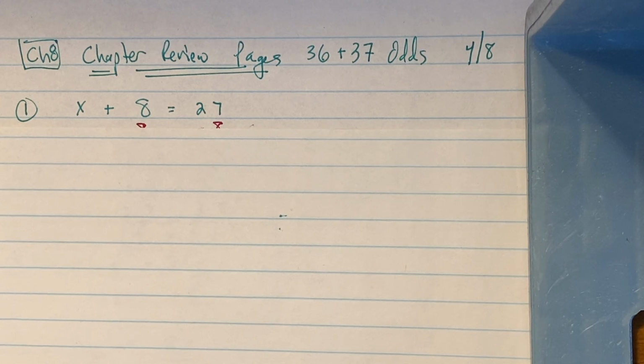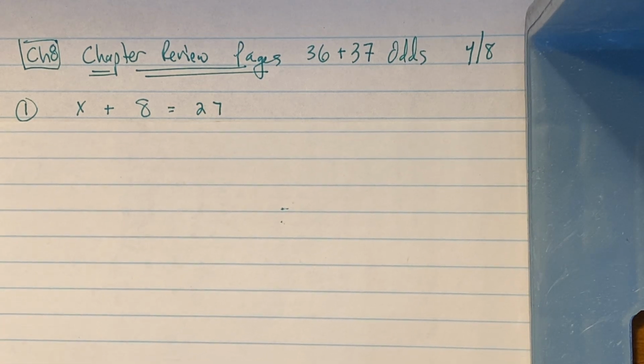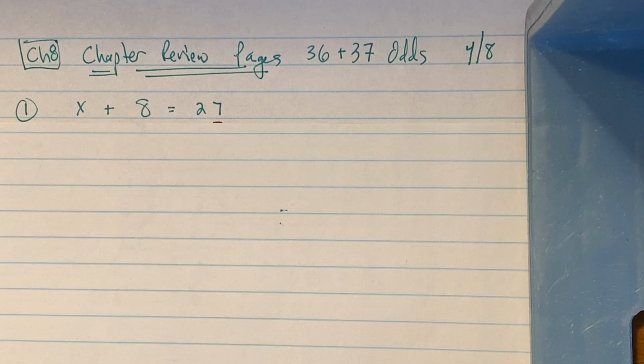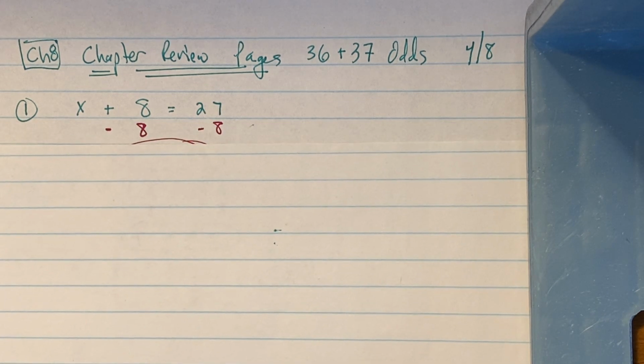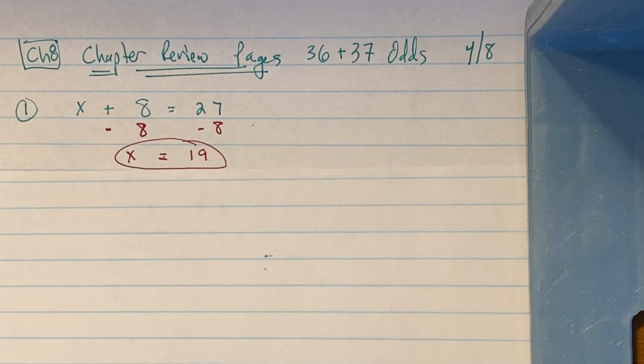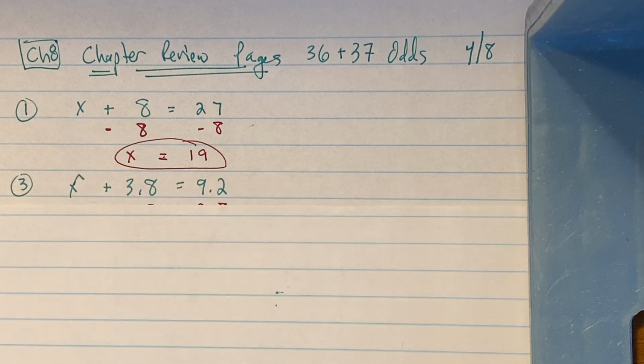X plus 8 equals 27. We're going to try to isolate the variable, the x on the right, by getting rid of the 8. Subtracting 8. Got to do it to both sides so it balances. 27 minus 8 is 19. X equals 19.